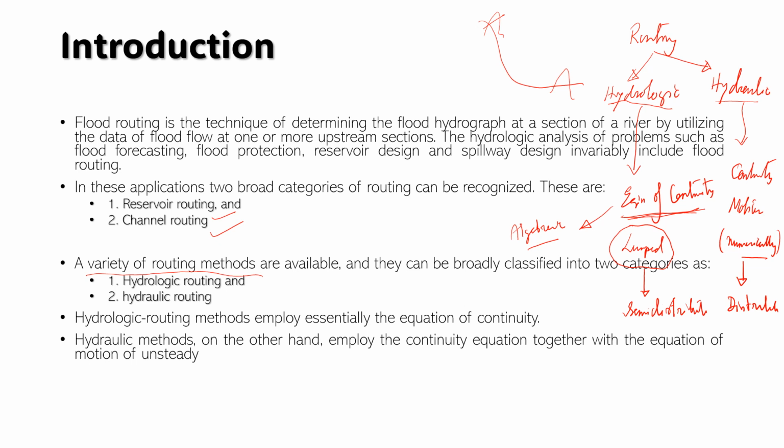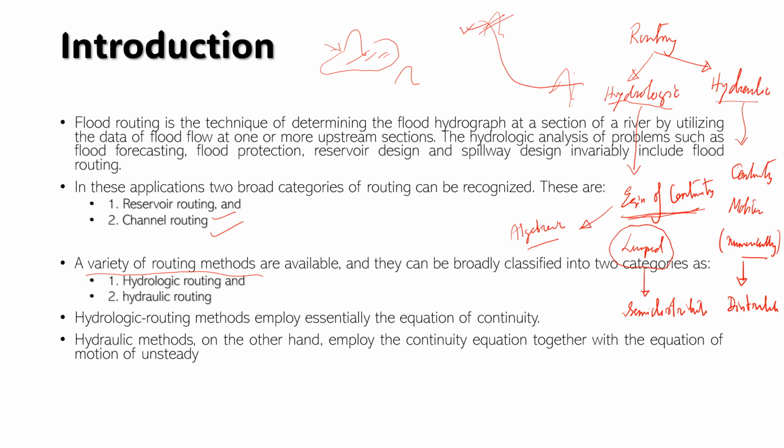Reservoir routing means that you have the inflow hydrograph, and you have to predict the outflow hydrograph. That is reservoir routing. In channel routing, you have the hydrograph at an upstream point and you want to determine the downstream hydrograph.